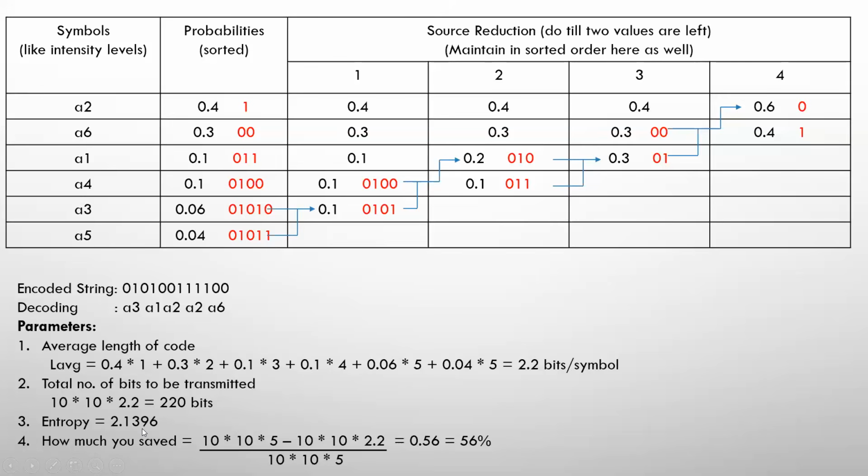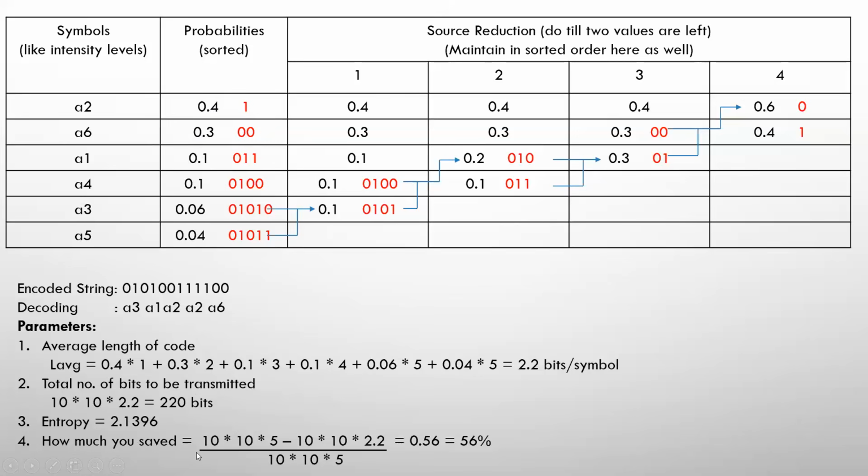Next is entropy. You can calculate entropy as minus probability into log of probability. So this is minus 0.4 into log base 2 of 0.4, minus 0.3 into log base 2 of 0.3, then minus 0.1, and so on. You can do it, and this comes out to be 2.1396.